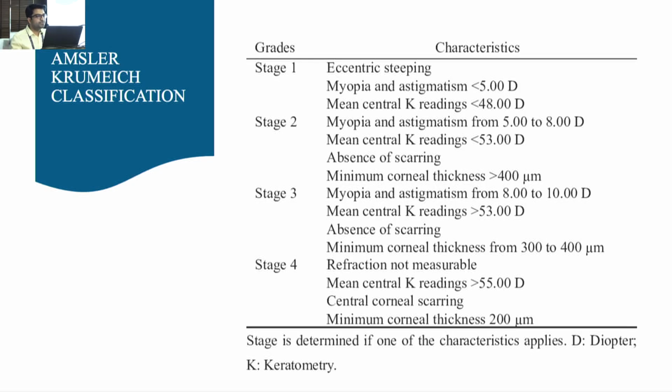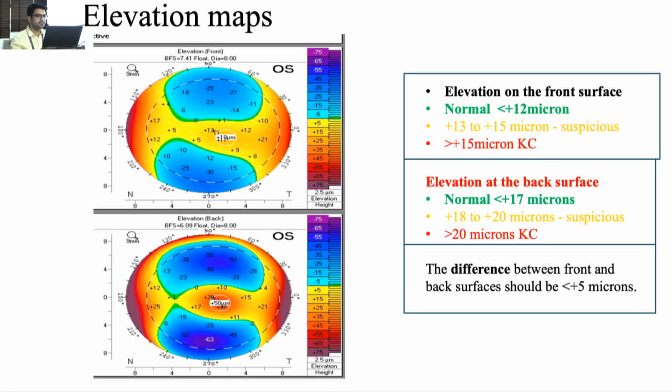And Amsler-Krumeich have staged keratoconus based on the steepening, myopia as well as astigmatism, and whether there is corneal scarring or not. In stage 1, there is myopic astigmatism less than 5 and eccentric steepening. In stage 4, you will get central corneal scarring along with a thin cornea of 200 micron. So if any of the criteria justifies, it falls into that category or stage of keratoconus.